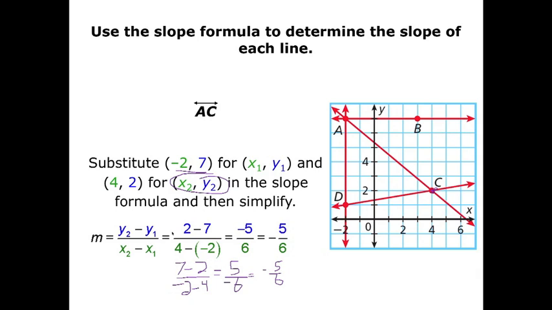So again, it really doesn't matter which one you call x1, y1, and which one you call x2, y2. What really matters is once I start with a y value, like if I start with this y value and subtract the other one, then I've got to also start with this x value and subtract the other one. I have to start with the same x value that matched up with the y value I began with. Okay. Either way, I'll get the same slope, negative 5/6.